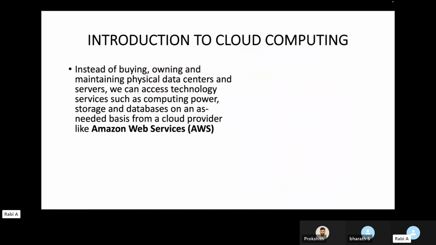So instead of buying, owning, and maintaining physical data centers and servers, we can access technology services such as computing power, storage, and databases on an as-needed basis from a cloud provider like AWS in this case. So I don't have to buy any resources. I don't have to own any resources. I don't have to maintain any physical data centers. And I can still use all of these services, all of these resources by using a cloud service provider.